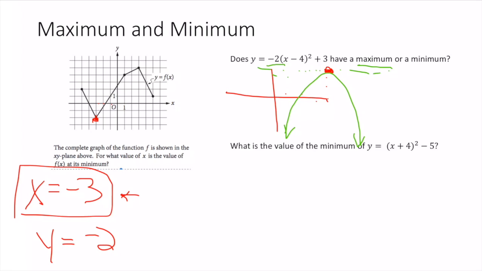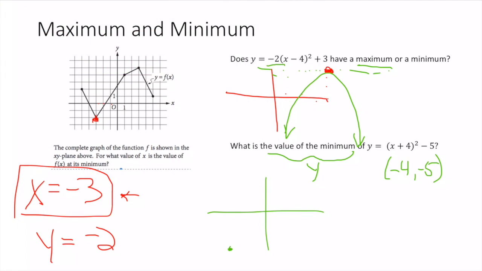Okay, so taking this idea another step further, what is the value of the minimum? This is asking for basically what's the y coordinate of my minimum. So if I were to graph this one, my vertex would be at (-4, -5). So somewhere down here.